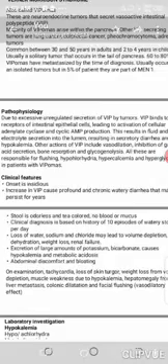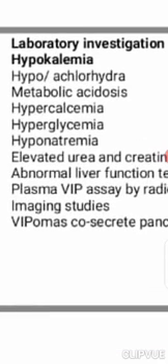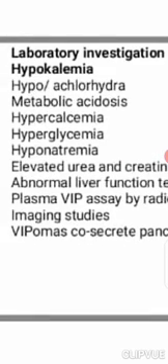So what are the laboratory investigations? Of course, you can know what they will be. Serum potassium, what do you expect to see? Hypokalemia. Serum chloride, what do you expect? Low. pH level, what do you expect to see? Metabolic acidosis. Calcium, what do you expect to see? Hypercalcemia, hyperglycemia. What about sodium? Hyponatremia. If we do electrolytes, urea and creatinine, they will be elevated.